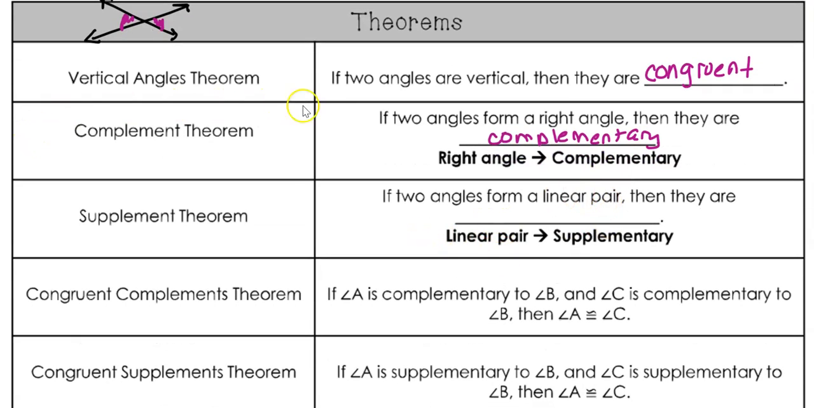So a linear pair is something that looks like this. So they make a line versus making a right angle. And if they make a line, then they must be supplementary. This supplement theorem can also be called a linear pair theorem. Depending on the resource that you look at, you might see it called different things.